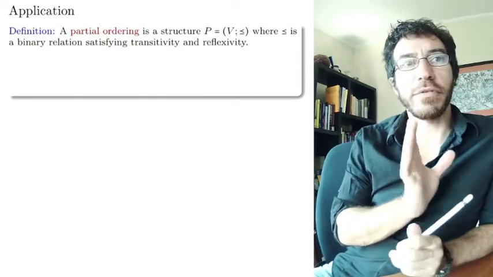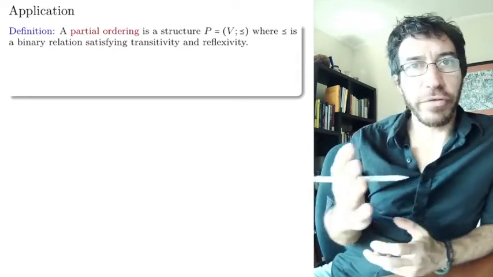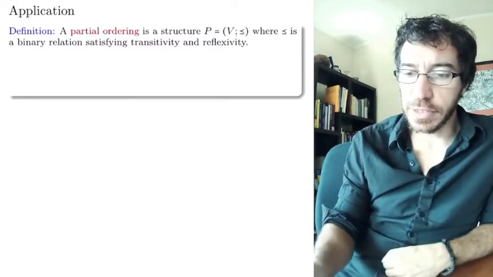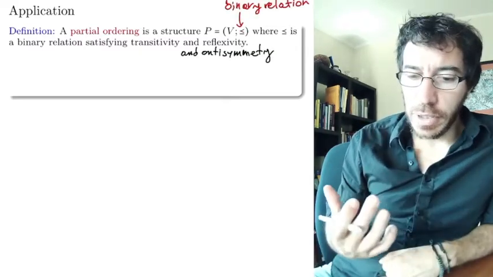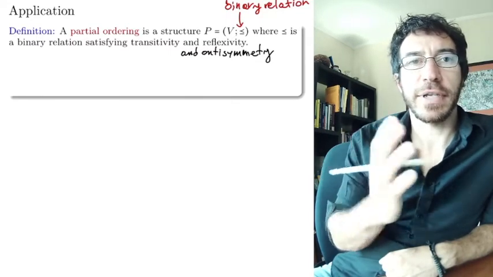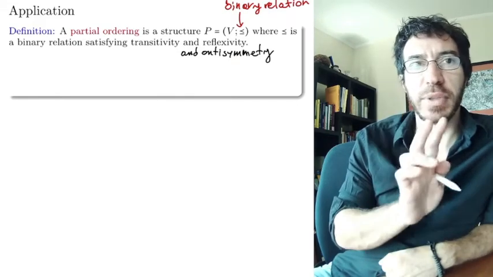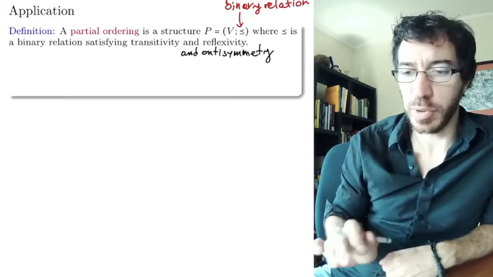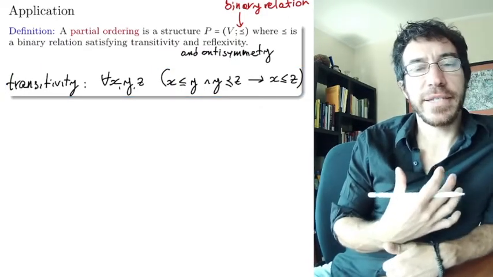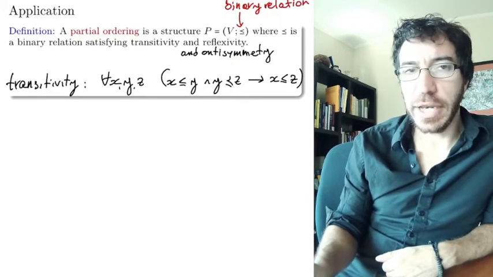Okay, so let's start with the definition of a partial ordering. A partial ordering consists of a set of elements, a domain, a universe, which we call V in this case, and a binary relation, where this binary relation satisfies three properties: transitivity, reflexivity, and antisymmetry. Transitivity is the most important one and says that when you have that x is below y and y is below z, then x is below z.